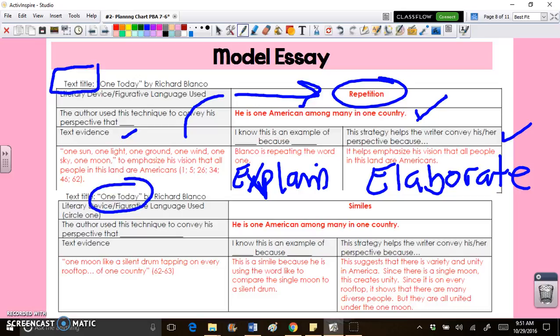Remember, this is one technique. I need to have another technique, at least one other. And so you can see on the model planning chart that there is the example for similes. And it's following the same format. You identify the technique, you identify the perspective, you give the evidence, you explain the evidence, and then you elaborate on the evidence.